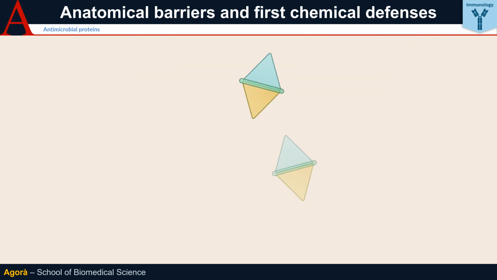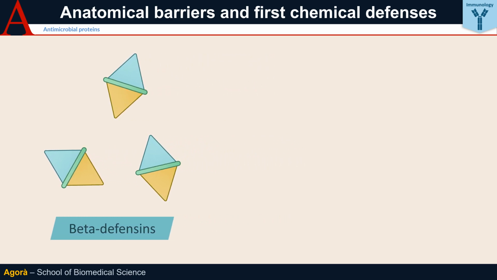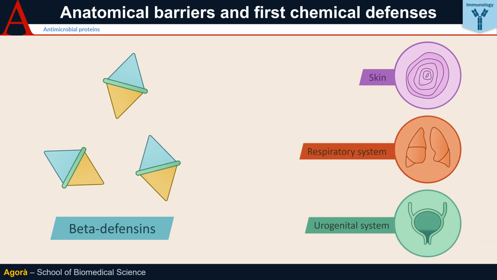Beta defensins differ from alpha defensins in their shorter peptide length and the requirement for cleavage to activate them. Unlike alpha defensins, beta defensins are produced in response to pathogen presence, primarily at sites such as the skin, respiratory tract, and urogenital system. In the skin, they are stored in lamellar bodies, lipid-rich organelles that, when emptied into the extracellular space, impermeabilize the epidermis.